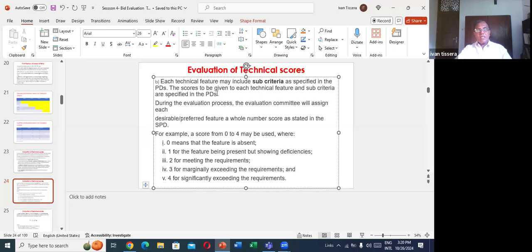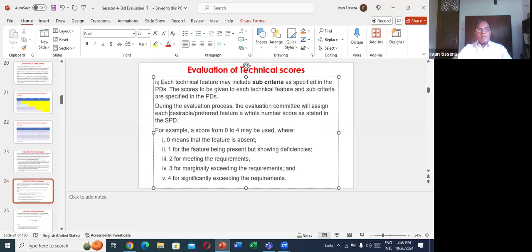During the evaluation process, the evaluation committee will assign each desirable preferred feature a whole number score as stated in the PDS, right? For example, a score of 0 to 4 may be used where 0 means that feature is absent. Feature is not there. We give 0 marks. We can understand. 1 for the feature being present but showing some deficiencies. 2 meeting the requirement.